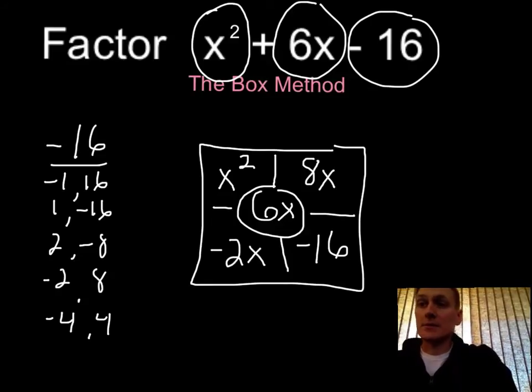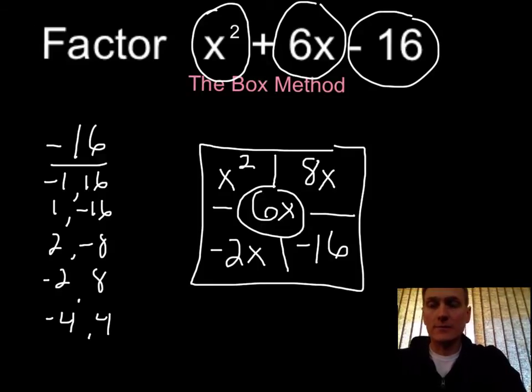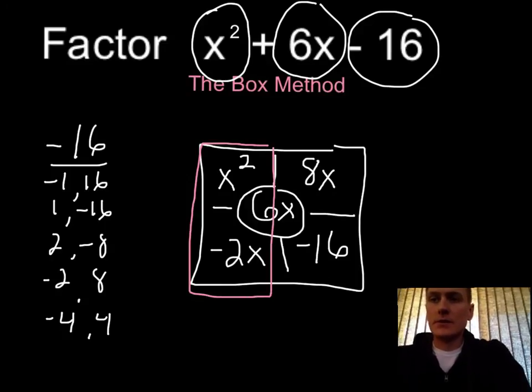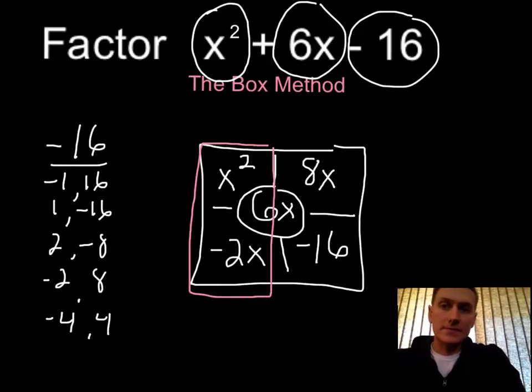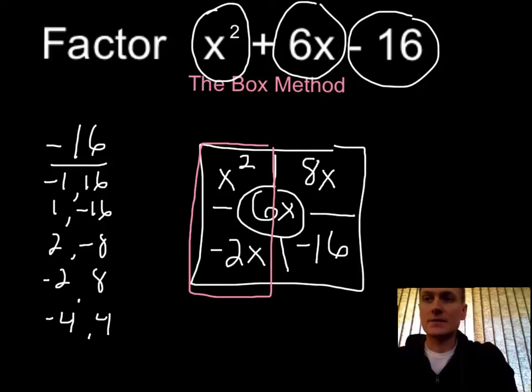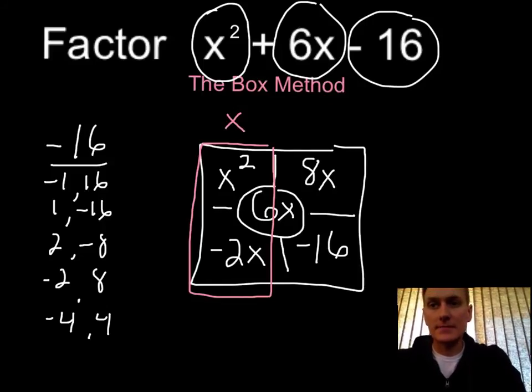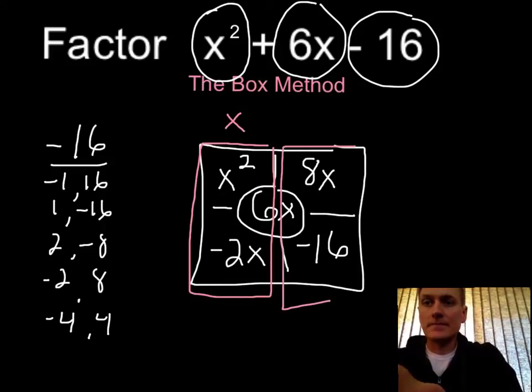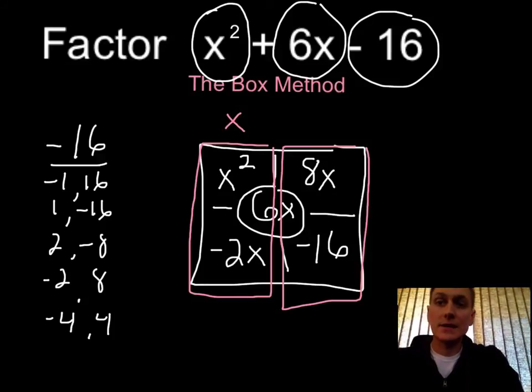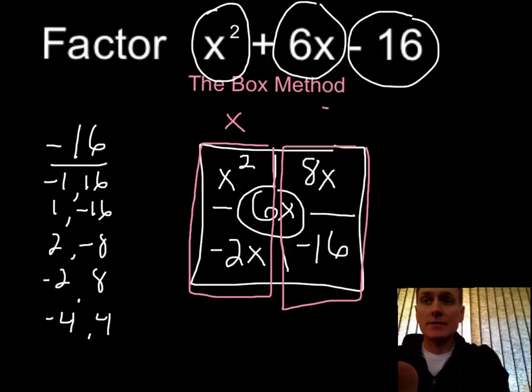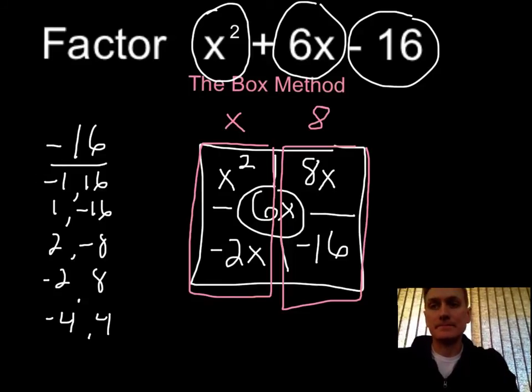The next step is to look at the columns and the rows and factor out what's called the GCF like we did before. If you take a look at the first column, we have an x squared and a negative 2x. The GCF there is x, greatest common factor. Take a look at the second column, 8x and negative 16. The greatest common factor there is 8, so that's what we factor on top of the box here. Next, let's look at the rows.